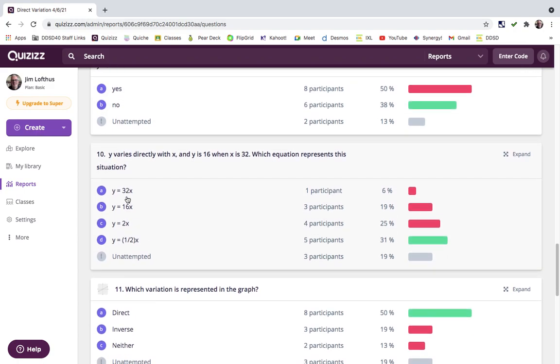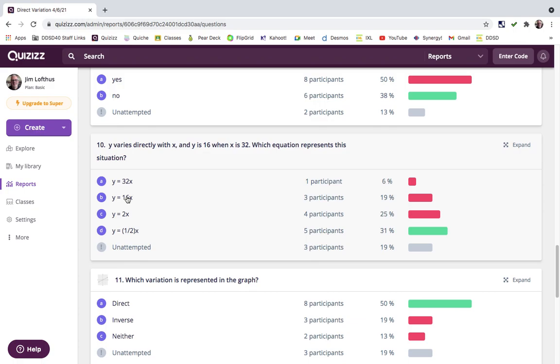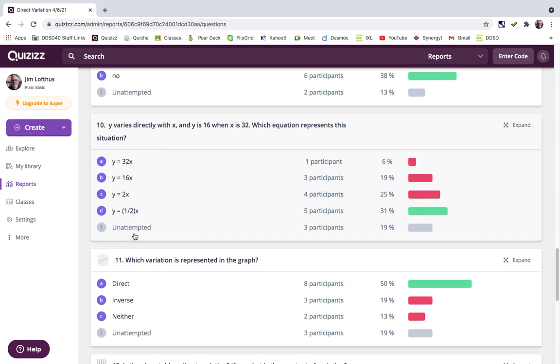And number 10, y varies directly with x, and y is 16 and x is 32. Which equation? So that would be 32 divided by 16 is 2, so we need y equals 2x. Whoops, I said that incorrectly. That's how 4 people did what I just did, and that is y equals 2x. But x is twice as big as y, so we have to cut it in half. So it's y equals 1/2 x.